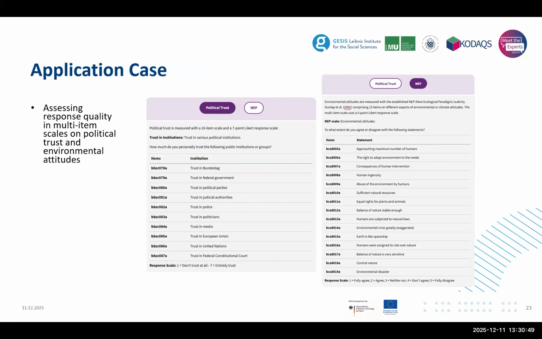Okay, so now on to the application case. We assess response quality in multi-item scales by using two scales, one on political trust and the other one on environmental attitudes. You can see both of them here on the right side. The political trust scale is a 10-item scale and uses a 7-point Likert response scale from don't trust at all to entirely trust. And this environmental attitude scale is an established scale with 15 items, so quite long. It uses a 5-point Likert response scale from fully agree to fully disagree, like a classic agreement-disagreement scale.